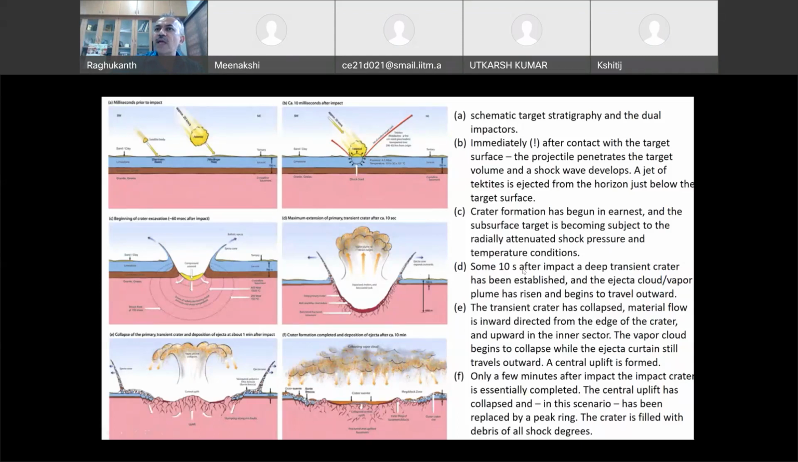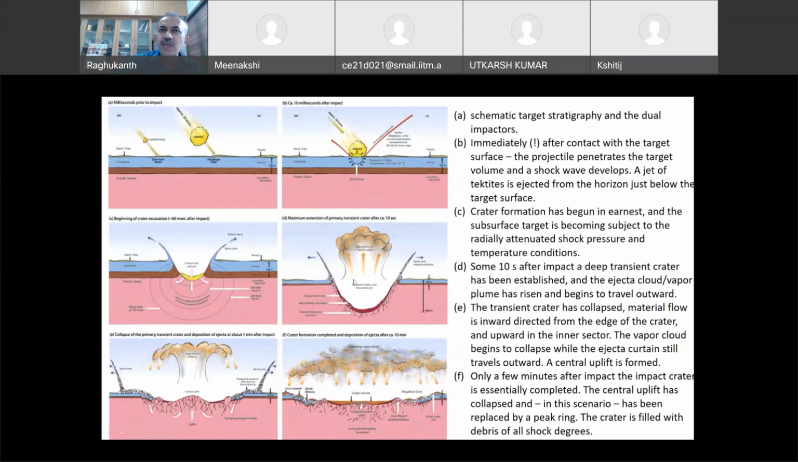After 10 seconds, a deep transient crater has been established. The crater has formed, and the whole material, say the asteroid, has just evaporated basically. It has vaporized because of high temperature and high pressure, and of course the nearby rock too. You will see these types of plumes. The ejecta cloud or vapor plume has risen. You can see there is no yellow color; the whole asteroid has evaporated because of high temperature and high pressure. And of course the shock waves get formed, so they travel inside this medium.